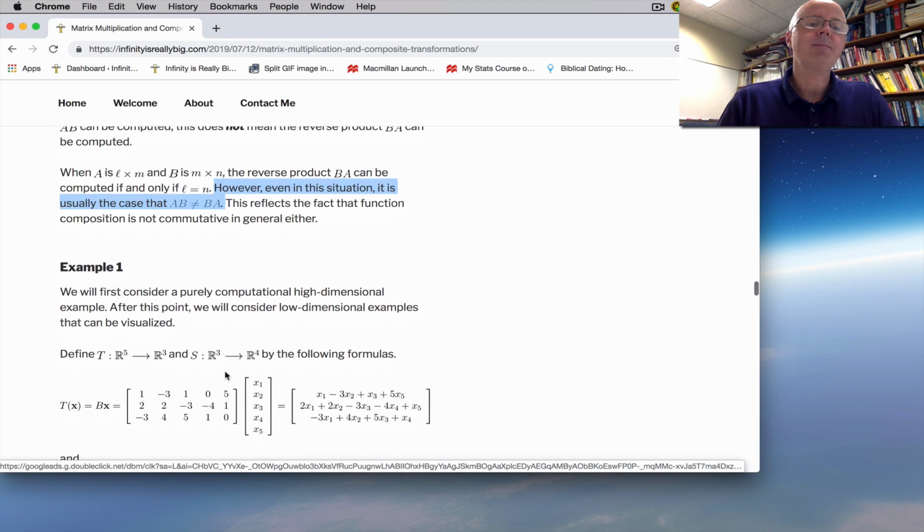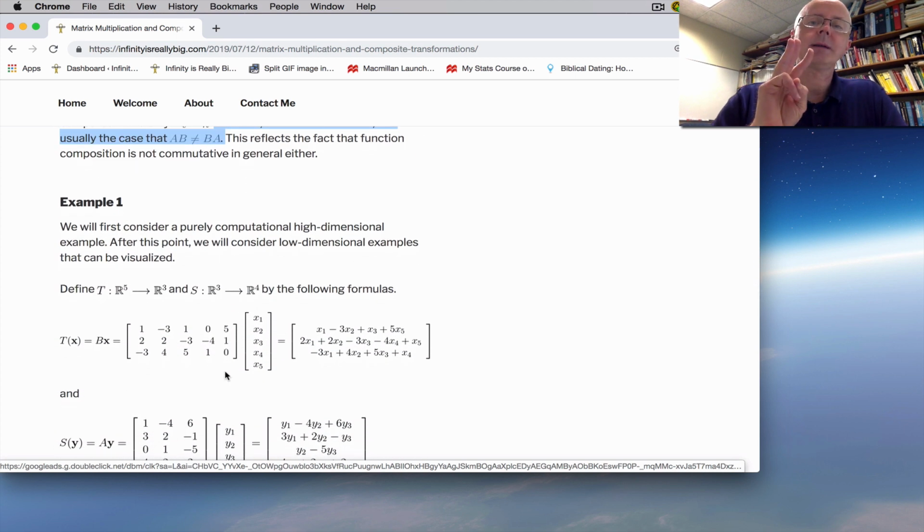All right, take a breath. Here's the examples. There's going to be 3 examples. First one is high dimensional and computational. Second and third examples are low dimensional and visual, and that's the end of the section.